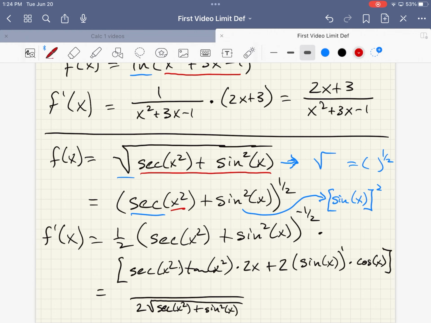Now notice I can factor out a 2. There's a 2 in this one, and there's a 2 in this one. So I'm going to go ahead and factor out that 2. And then I will have x secant of x squared tangent of x squared plus sine x times cosine x. And now this 2 and that 2 would cancel out, and that's what you would have as your answer. All right.